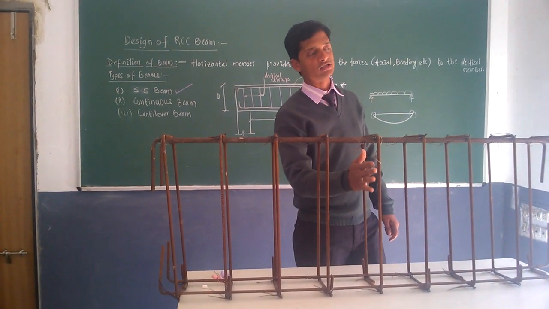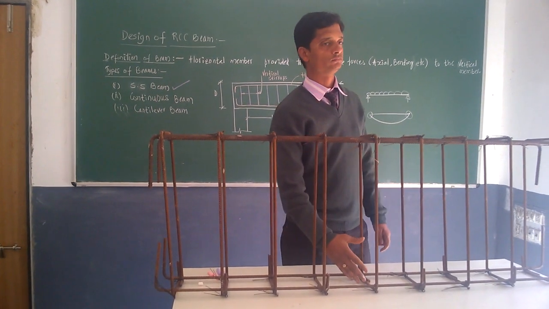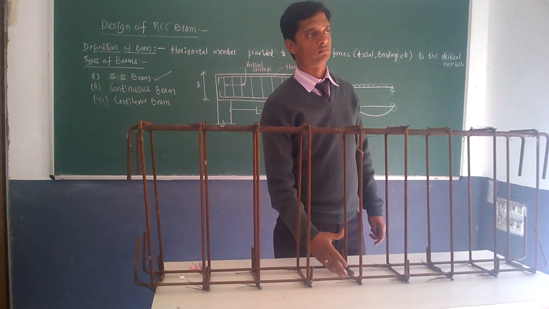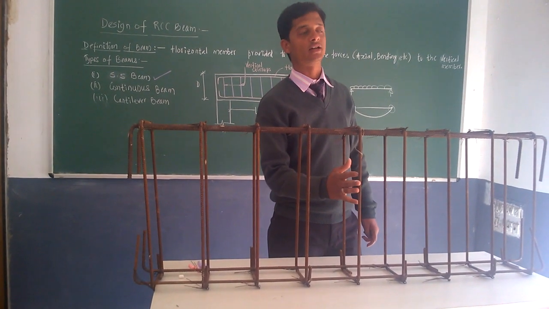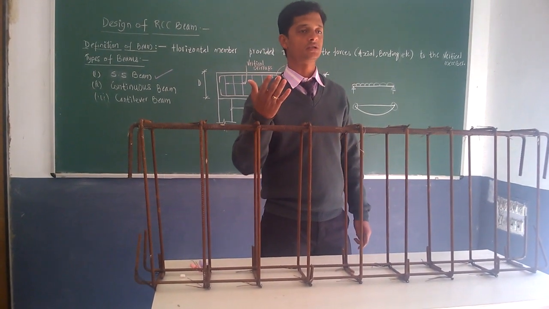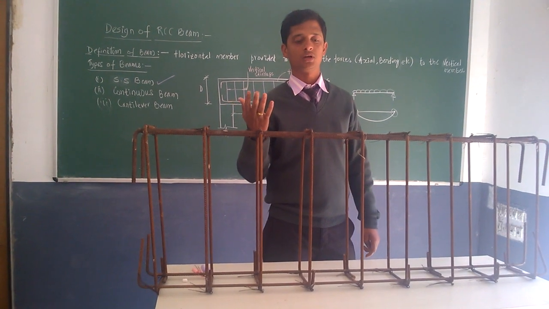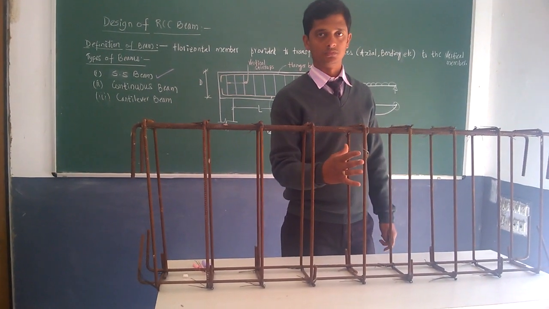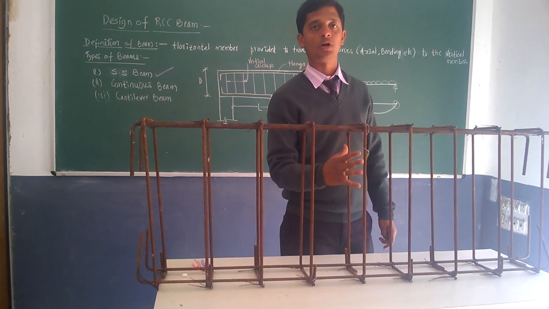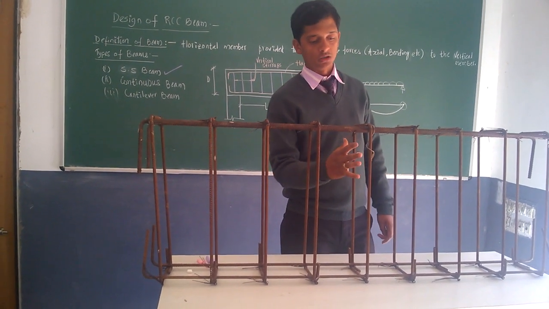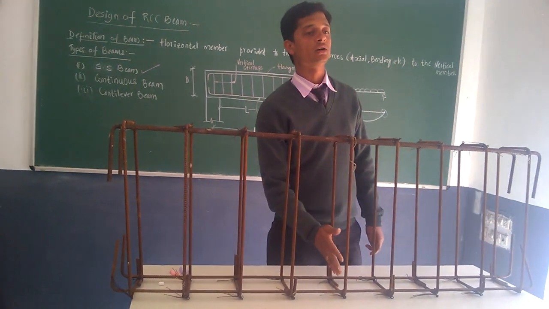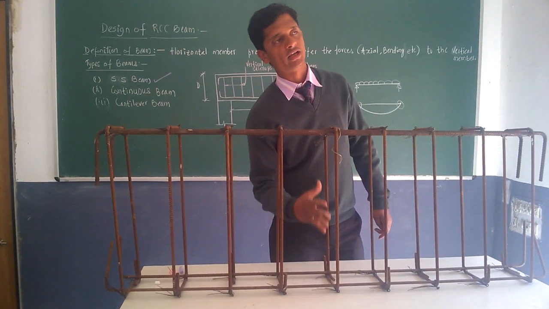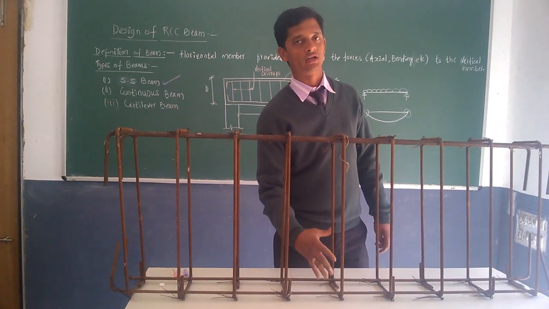Now you can see the vertical element also. This is known as a vertical stirrup. Stirrups can be classified as 2-leg stirrup, 4-leg stirrup, 6-leg stirrup. Depending upon the condition and requirement of the beam, we provide vertical stirrups. Now you can see this is a 2-leg vertical stirrup, because there are two vertical elements.